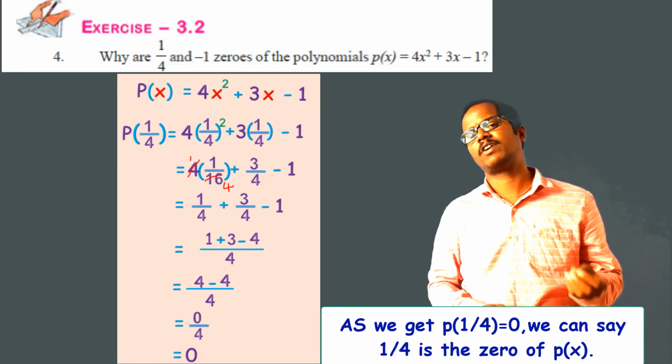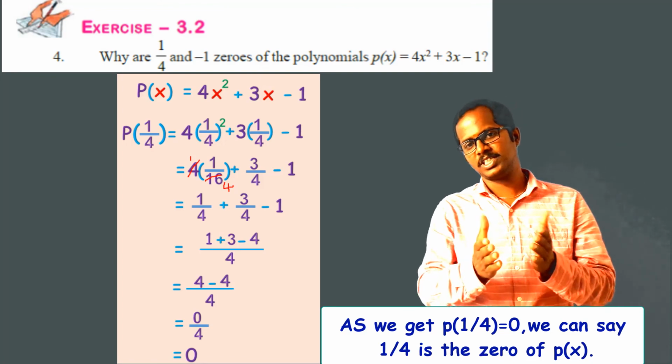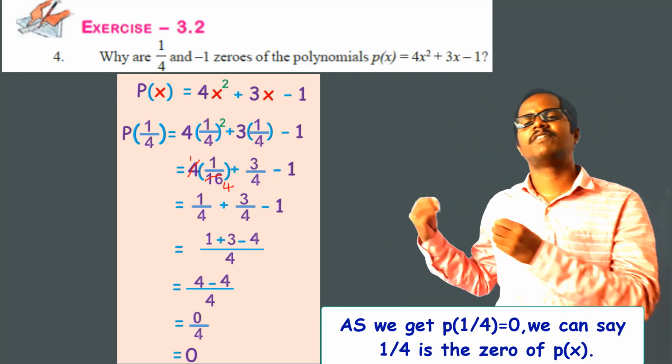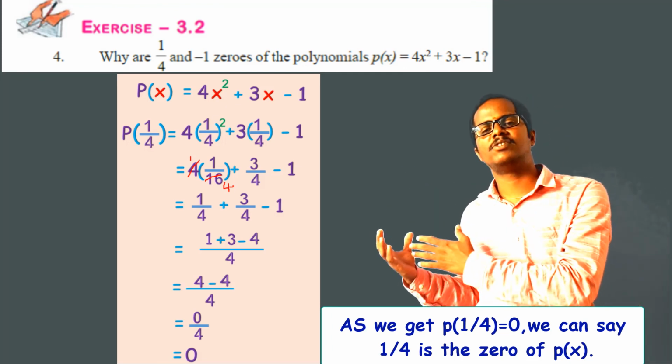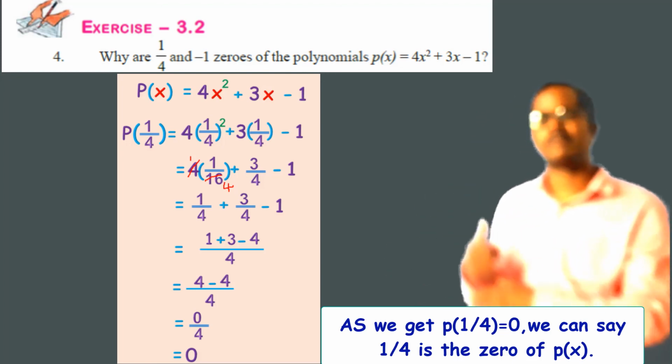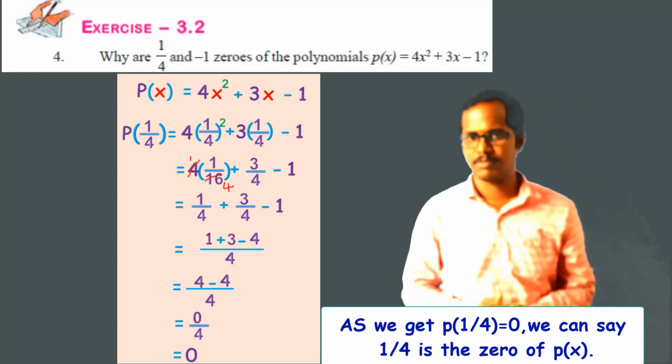Similarly we can verify for minus 1 also. So do this on your own by substituting minus 1 in the place of x and verify whether we get the polynomial value as 0 or not. And if it is 0 we can say minus 1 is also the zero of the given polynomial.